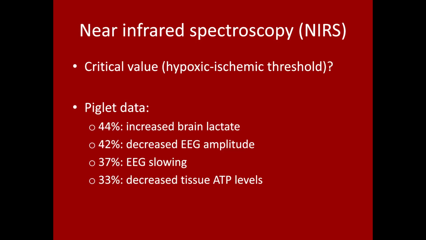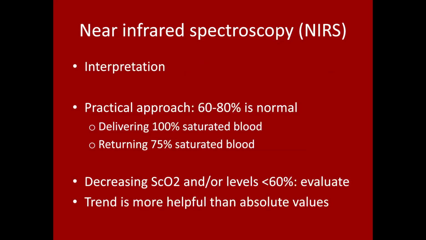Now, is there a critical value or a hypoxic ischemic threshold that demonstrates that our oxygen levels are below a dangerous point? There is some interesting data from studies on piglets that showed that at about 44% cerebral NIRS, there were increased brain lactate levels. Slightly lower than that, you started to see decreased amplitude and then slowing of EEG brainwaves. And then at about 33%, you start to see decreased tissue levels of ATP. So these seem to be around the critical threshold where we start to see damage or hypoxia and loss of aerobic metabolism in our cerebral tissues.